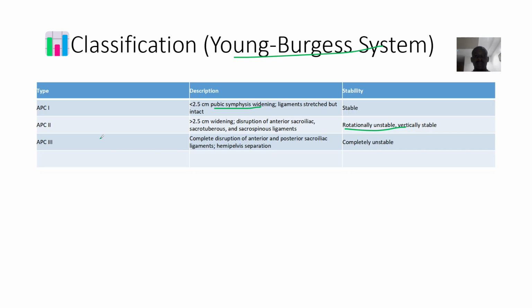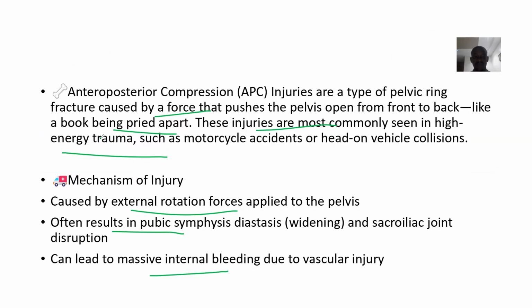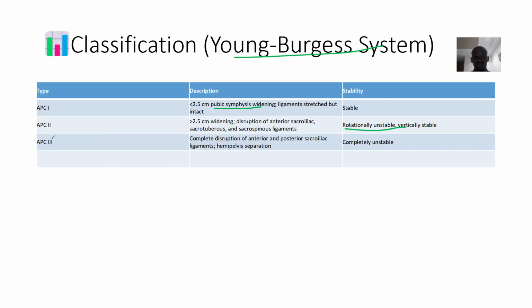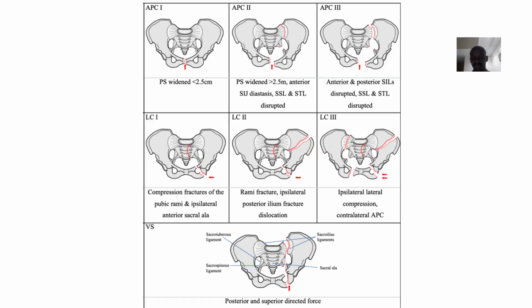All right. Then next we have the anteroposterior compression type 3. So this one is complete disruption of anterior and posterior sacroiliac ligaments. Hemipelvis separation. All right. So completely everything is unstable there. So this is a Young-Burgess system of trying to classify these injuries. So can you see this?